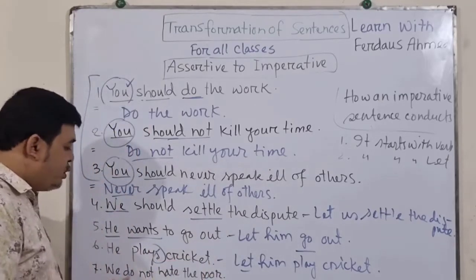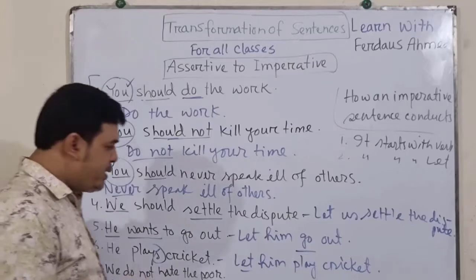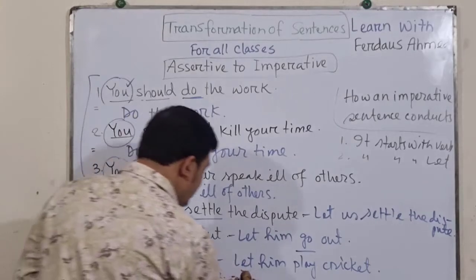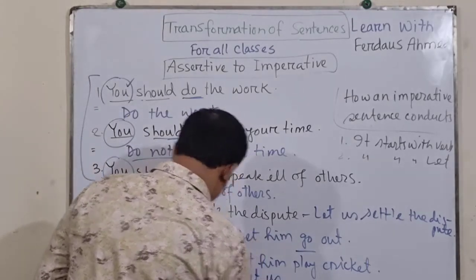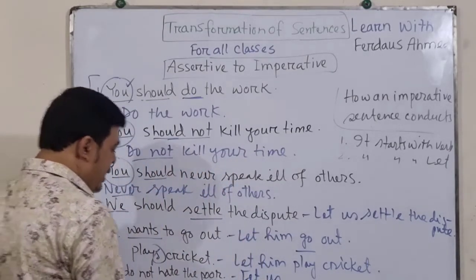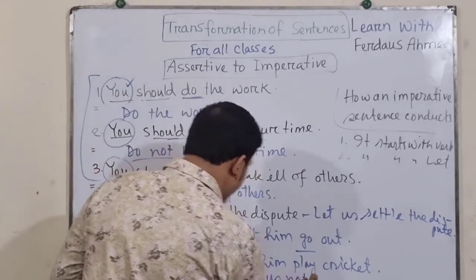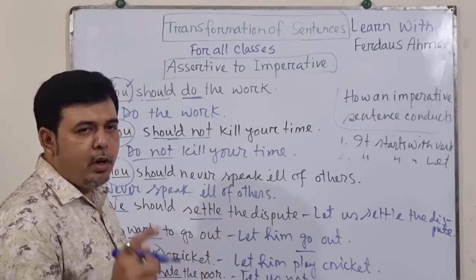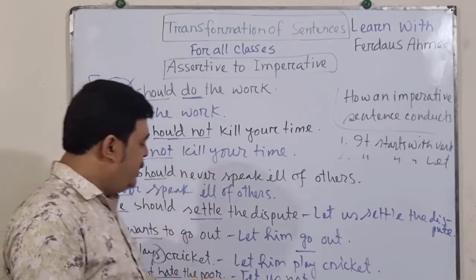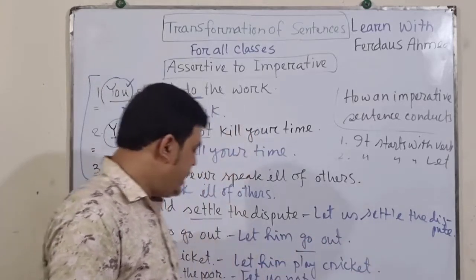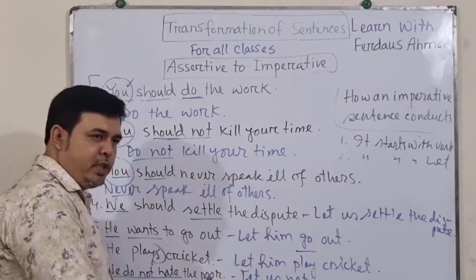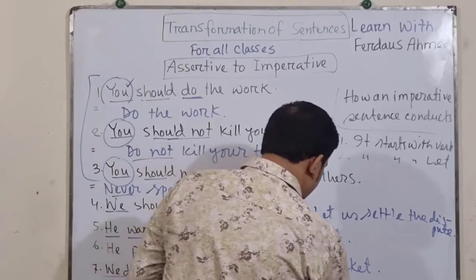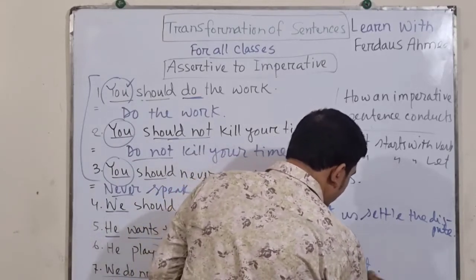Remember that. We do not hate the poor. So what is the next one? We do not hate the poor. So what should we do? Let us. For we we will write us. Let us not. If we find not, the negative sentence, then we will write let us not. First let, after that the objective form of the subject, after that the not, and the other things from the verb. Hate the poor.